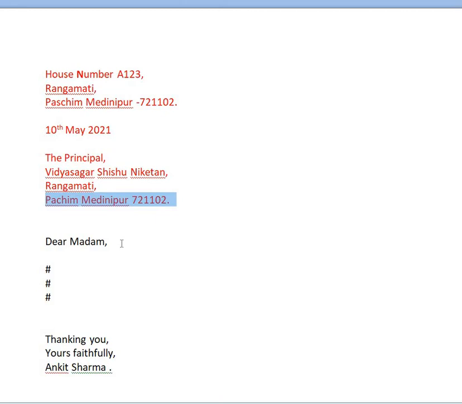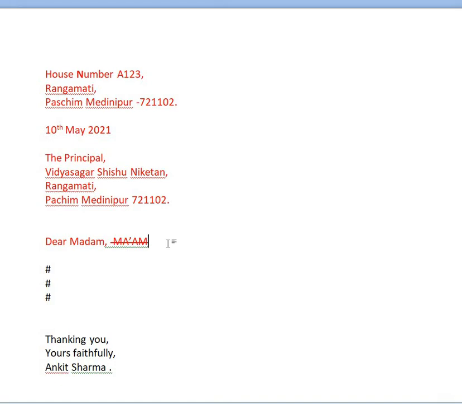Now this salutation is again very important. When you are writing the salutation, you will have to remember whom you are writing to. If you are confused, you can write either dear madam or dear sir, but you don't write ma'am. If you write ma'am, then you are gone. You can't use any short form or abbreviation, so you will have to write madam or sir.